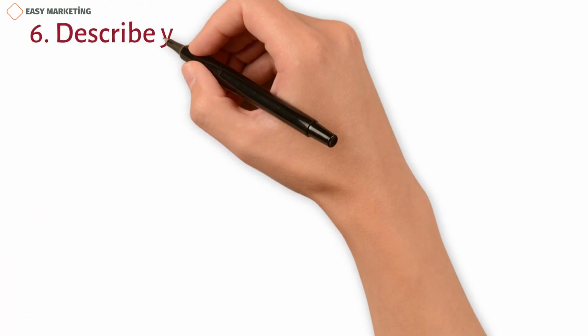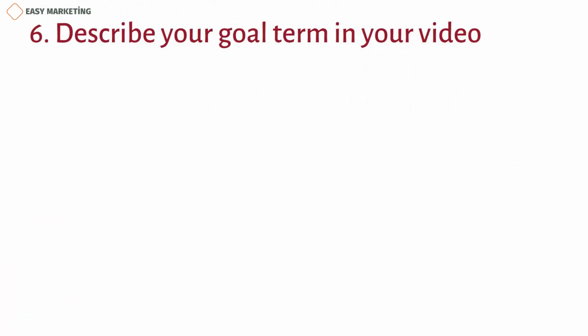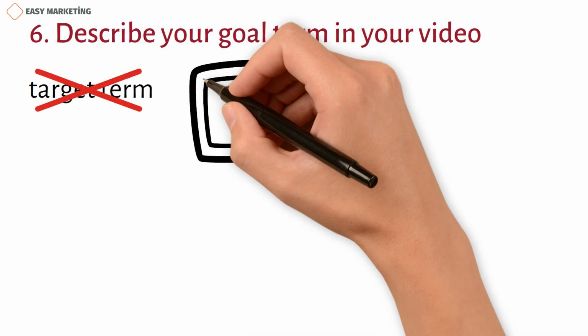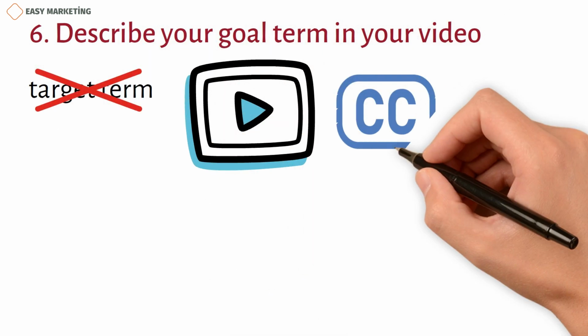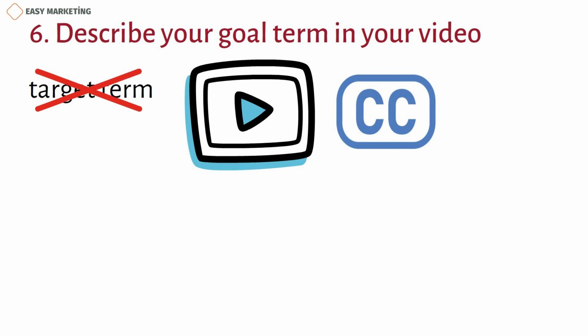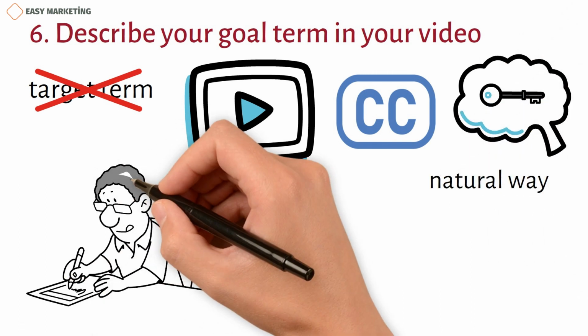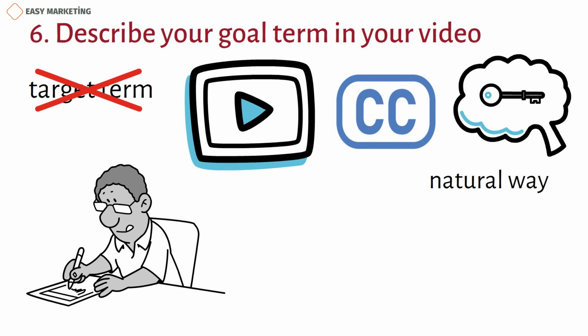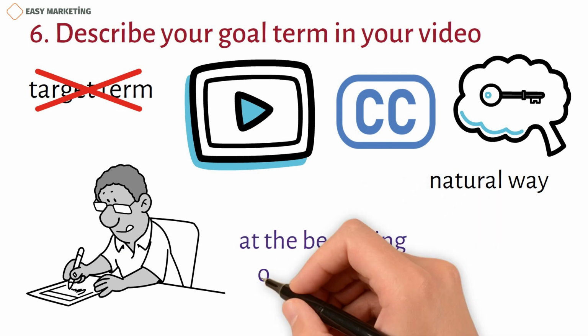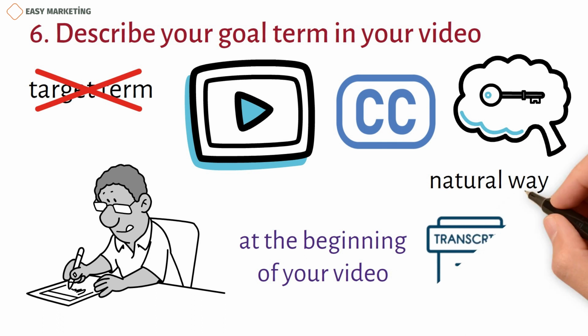Describe your goal term in your video. If you don't use your target term in your video, it won't show up in your subtitles or transcript, which are 2 important parts of a good YouTube SEO plan. To keep from stuffing your transcript, try to use your keyword in a natural way throughout your video. If writing a screenplay ahead of time is helpful, try to put your keyword at the beginning of your video so it will show up early in your transcript.